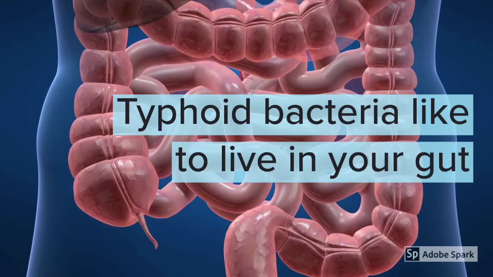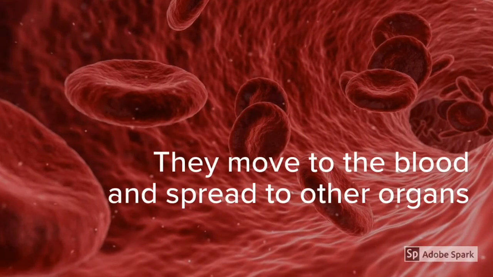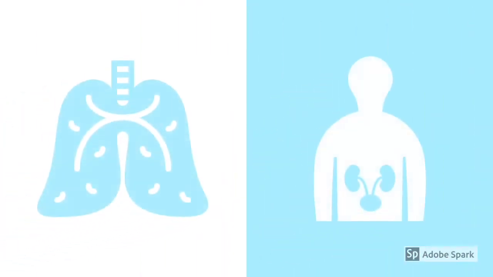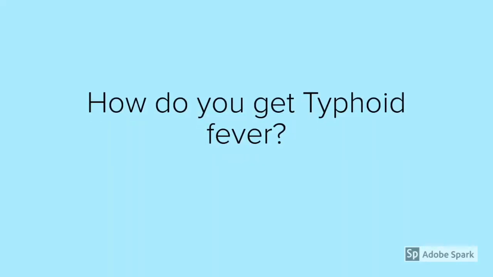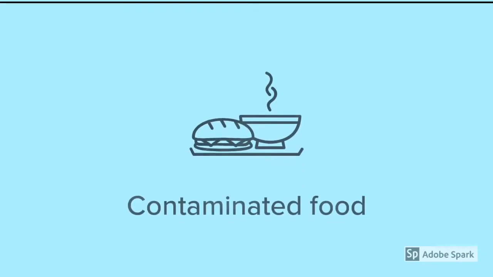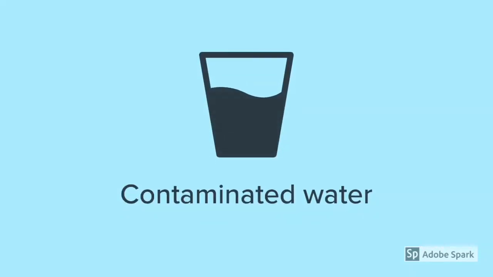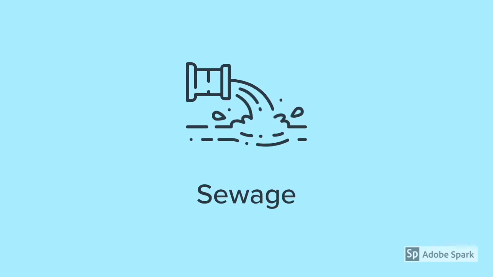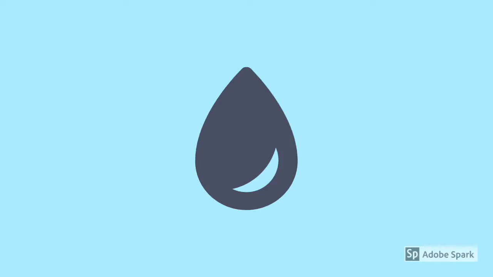When in the body, typhoid bacteria like to live in your gut. Through the bloodstream, typhoid bacteria can spread to other organs, like the lungs and kidneys. How do you get typhoid fever? These bacteria can be transmitted to another person through contaminated food, contaminated water, and contaminated sewage which carries the bacteria. This is why it is called a waterborne disease.